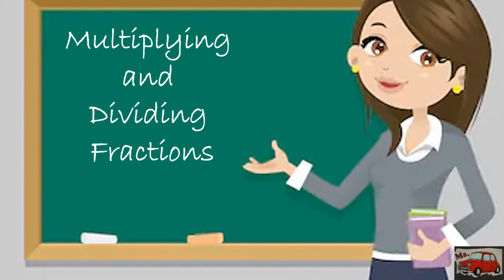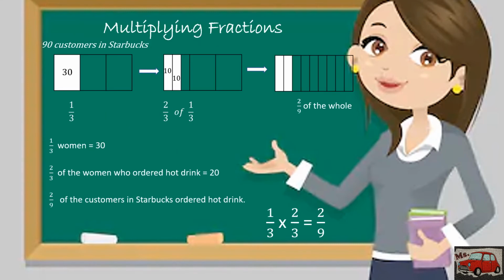Okay? Okay, so let's multiply fractions. So, I have here 1/3 times 2/3. So, for us to better understand how this applies in real-life scenario, example, nandun tayo sa Starbucks, okay? Sa Starbucks, merong 90 customers. And it tells here that in Starbucks, 1/3 doon ay mga babae. Okay? So, yung 1/3 ng 90 customers sa Starbucks is 30. So, 30 yung mga babae doon.